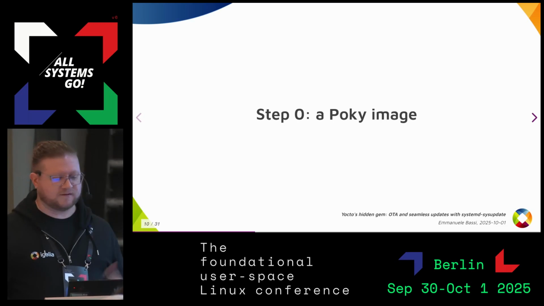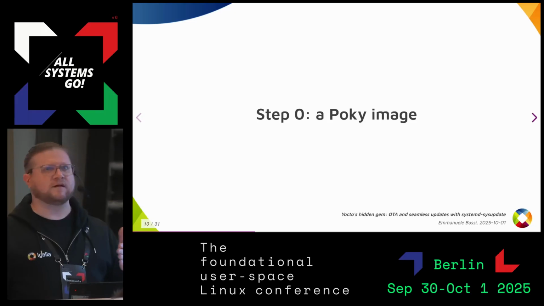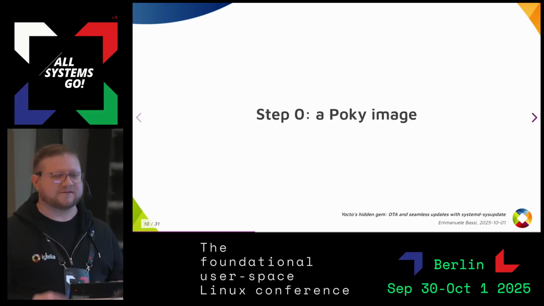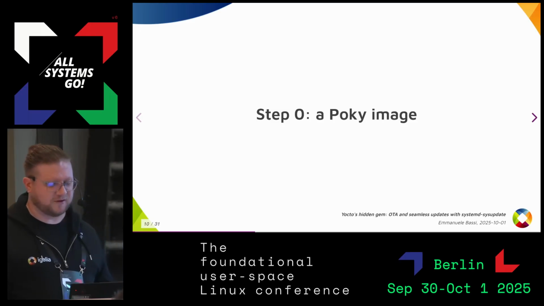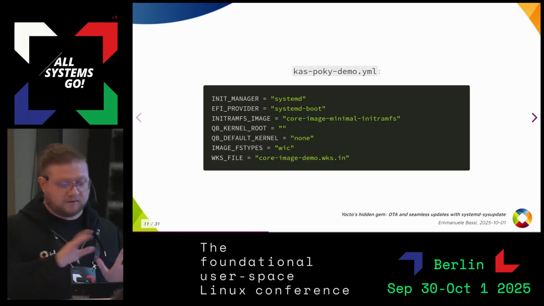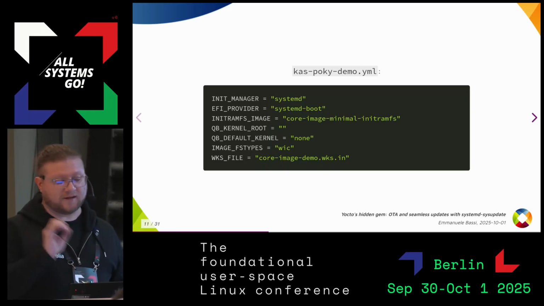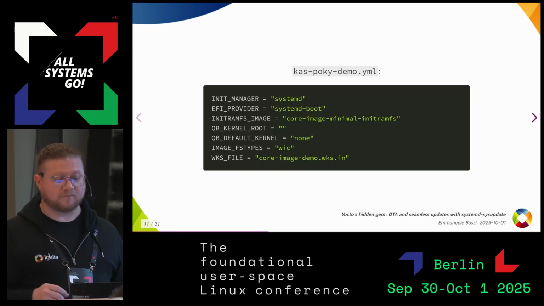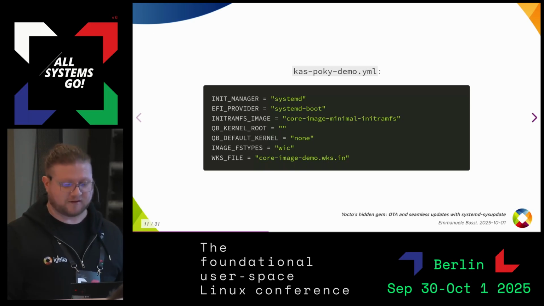So, step 0, we need a Poky image. Poky, again, is kind of the reference distribution for the Yocto project. It's not really, but for the sake of discussion, it is. The slides have the file name at the top that they reference, because at the end there is an example repository with all the files needed that you can use, and it will automatically build everything for you if you check it out on GitHub.